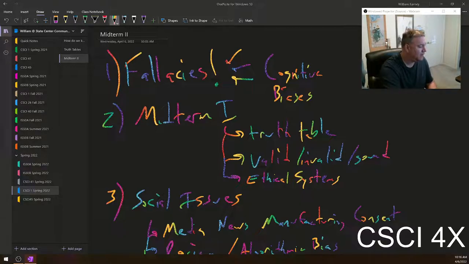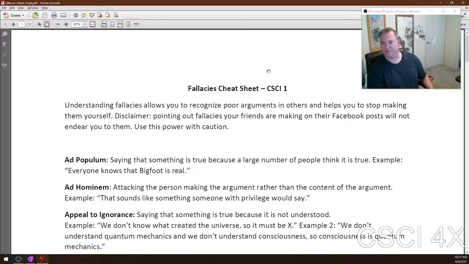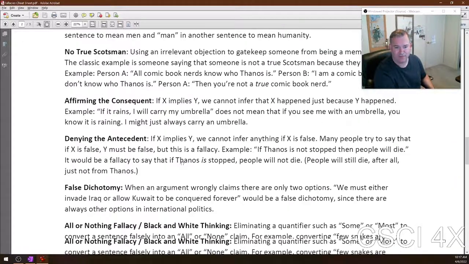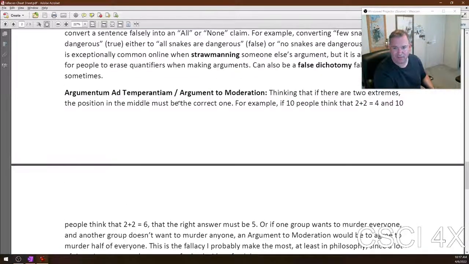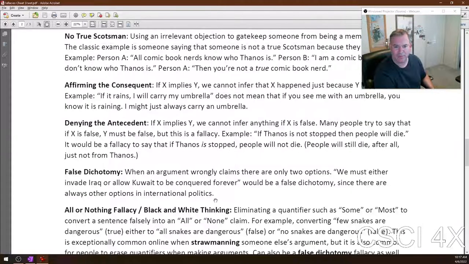Okay. Let's talk about fallacies and cognitive biases. So I put together a cheat sheet for all of you, and it's up on the files section on Canvas, so please read it over and understand it. Okay, so the fallacies cheat sheet has a bunch of these things. I think we covered most of these. I don't think we did an appeal to moderation argument this semester.